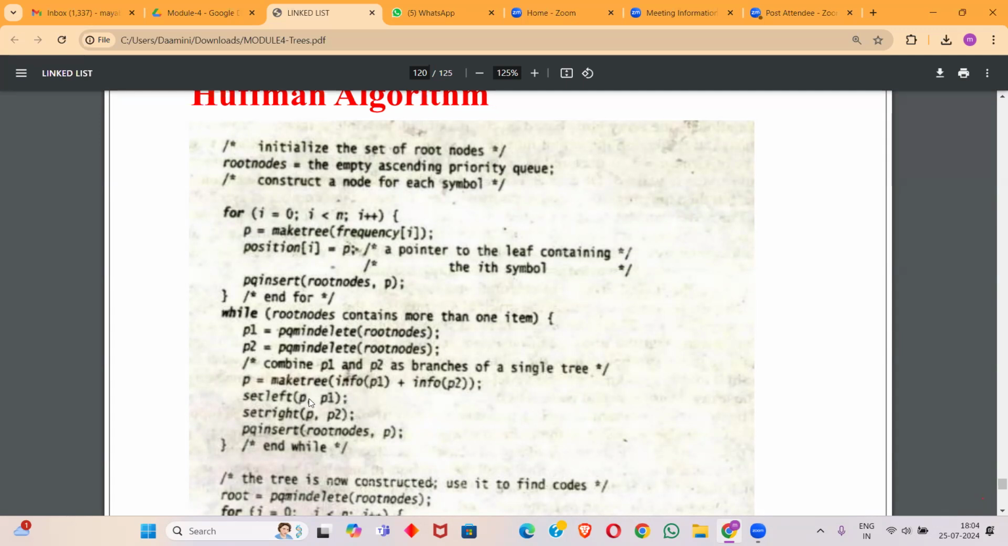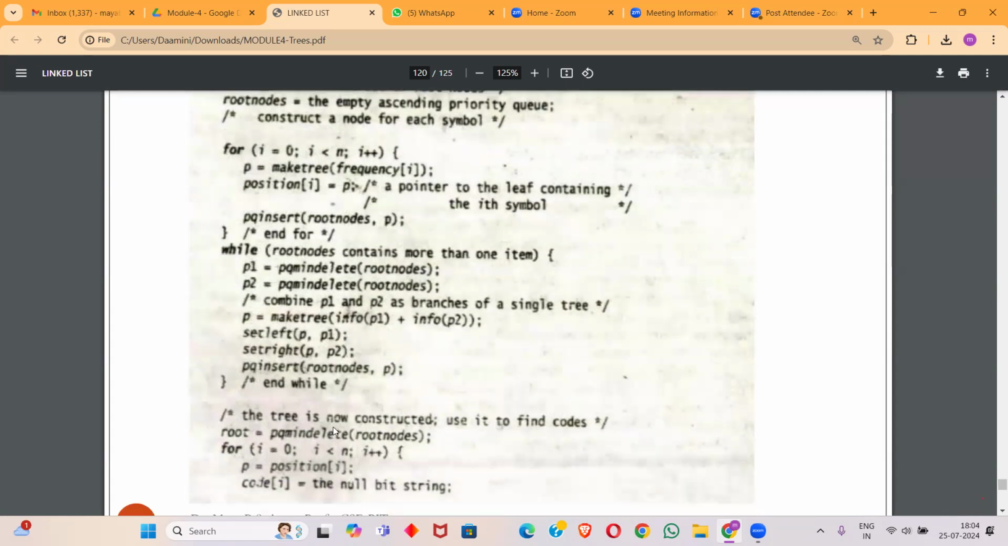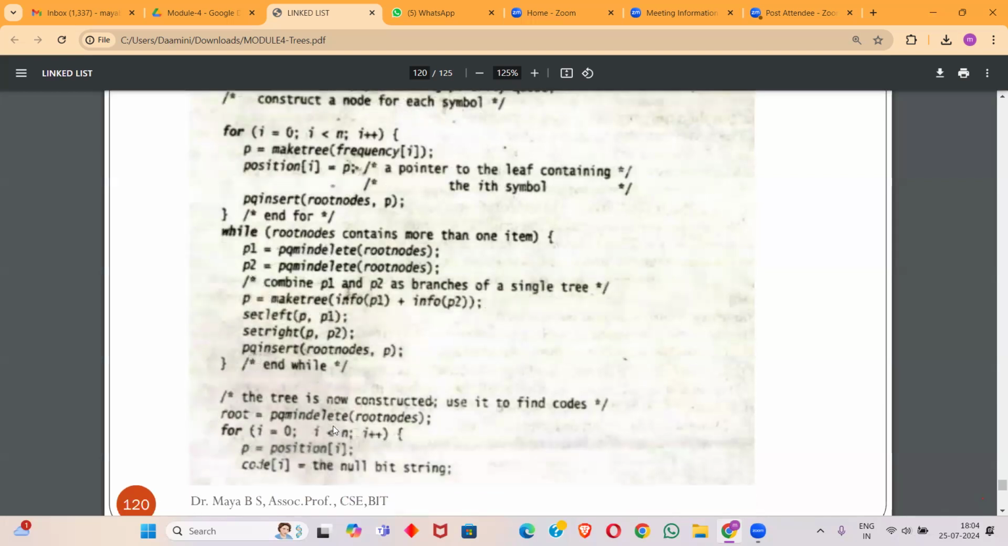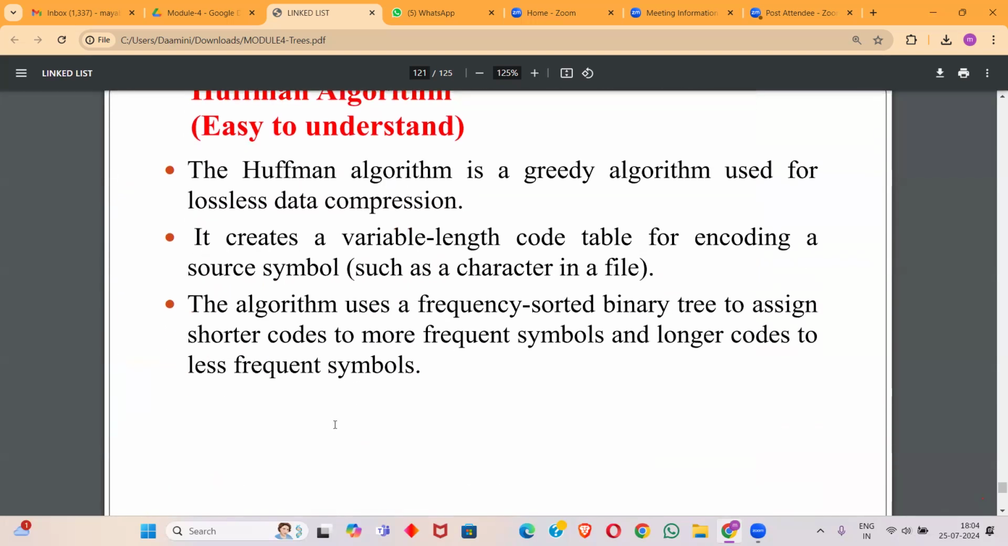After that, I have to set what is the left and what is the right: set left is P1, set right is P2. This loop has to be continued until the finalization of the root. See, this is the Huffman algorithm.